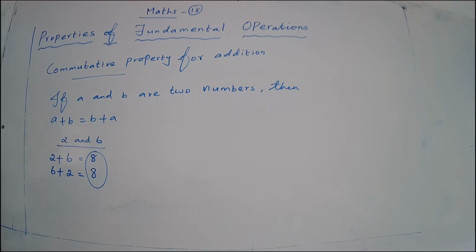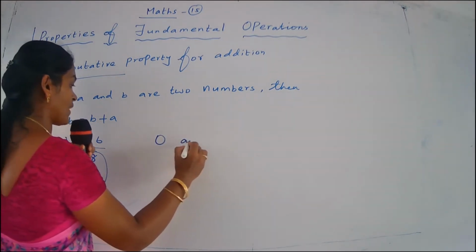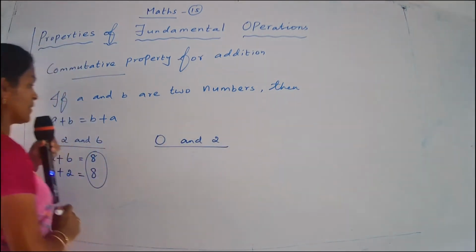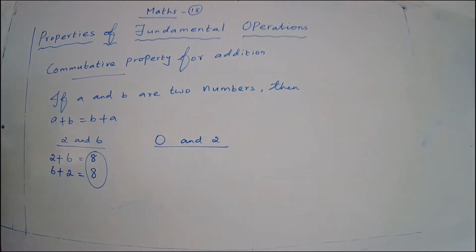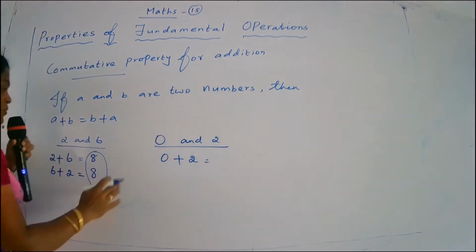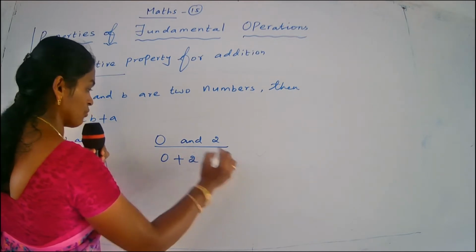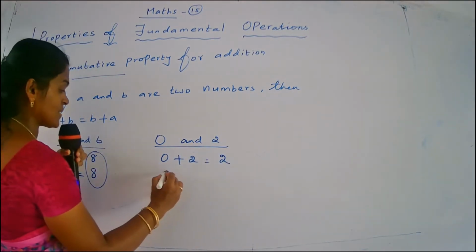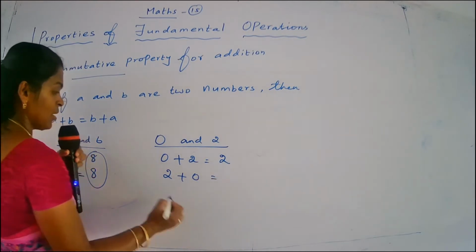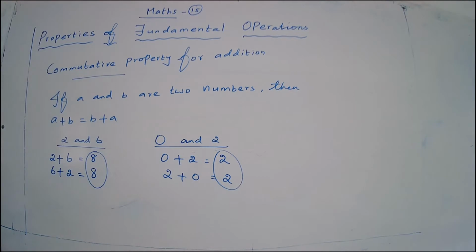Now let us take two whole numbers. One number is 0 and another number is 2. Now check this property. First of all you find the value of 0 plus 2. What is the answer? 2. Now you change the order, that means 2 plus 0. What is the answer? 2. You see these two answers are the same. So the commutative property is true for addition of whole numbers.